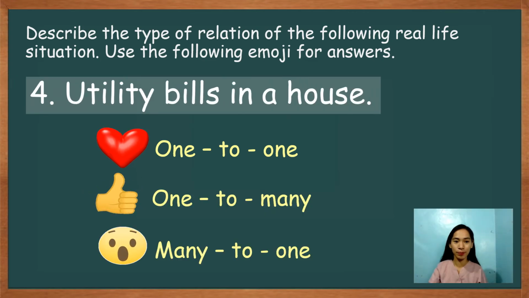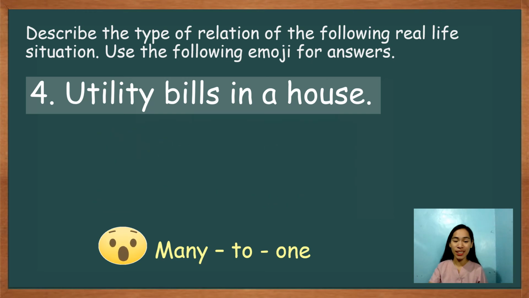Number 4, utility bills in-house. Is it 1-to-1, 1-to-many, or many-to-one? So the answer, it is many-to-one, since we have different utility bills in a single house.